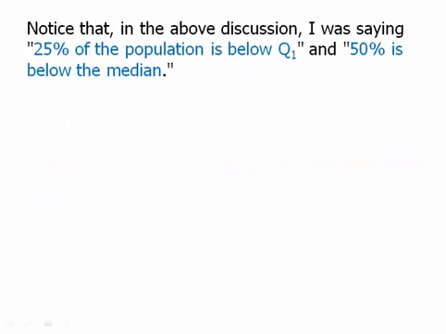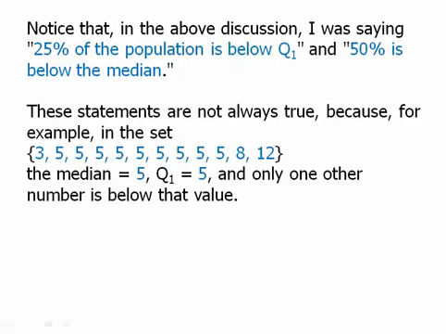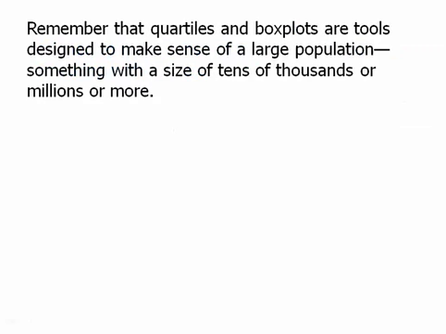Now notice, in the above population, I was saying 25% of the population is below Q1 and 50% is below the median. I was making these broad percentage statements. These statements are not always true because, for example, in the set, and here we have a set with only a few values, the median is 5, Q1 is 5, and only one number is below that value. So the percentage statements certainly do not work.